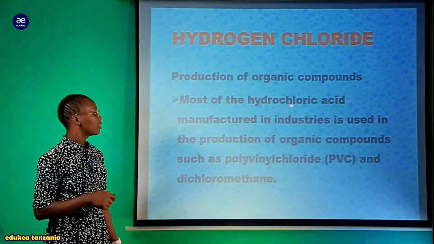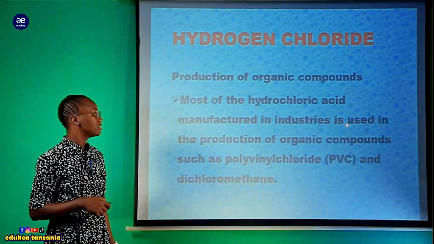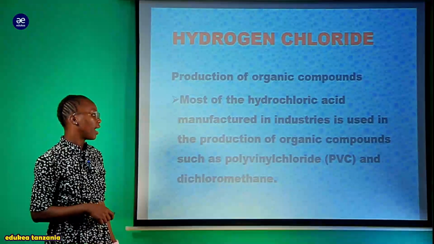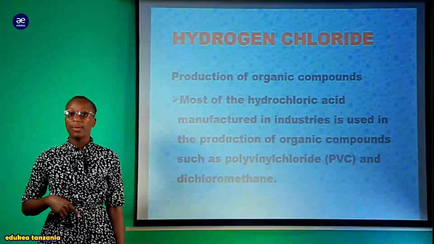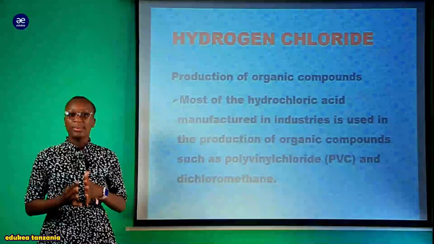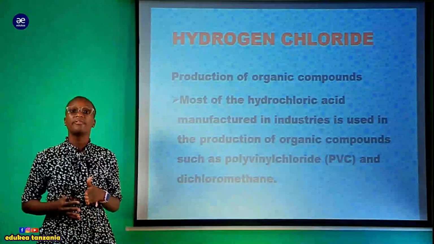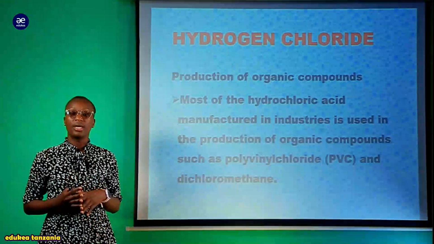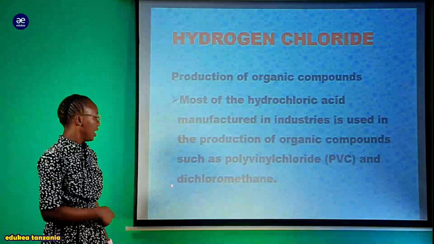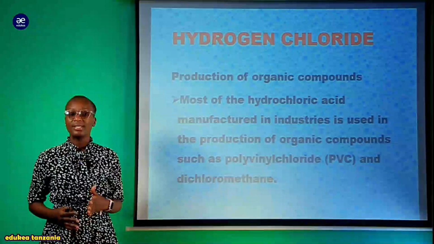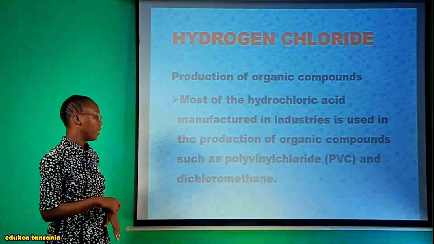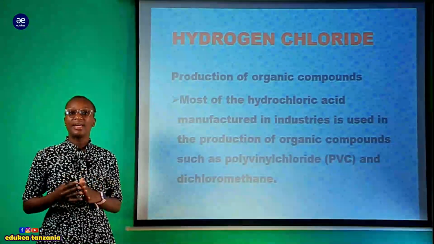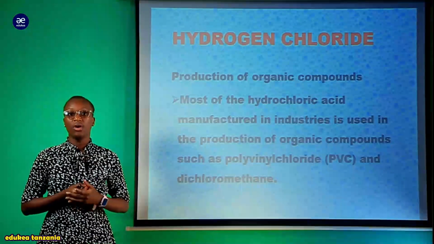Now most of the hydrochloric acid manufactured in industries is used in the production of organic compounds such as polyvinyl chloride, PVC. Kule tuliona kwenye inorganic compound tuliona polyaluminium chloride, lakini hapa tunaona kuna polyvinyl chloride. Hizi zinaenda kuwa katika polymers, hizi ni in form of polymers. And dichloromethane. So you can see this is organic compounds, dichloromethane. So dichloromethane is the organic compound which is made up of carbon element or carbon compound.